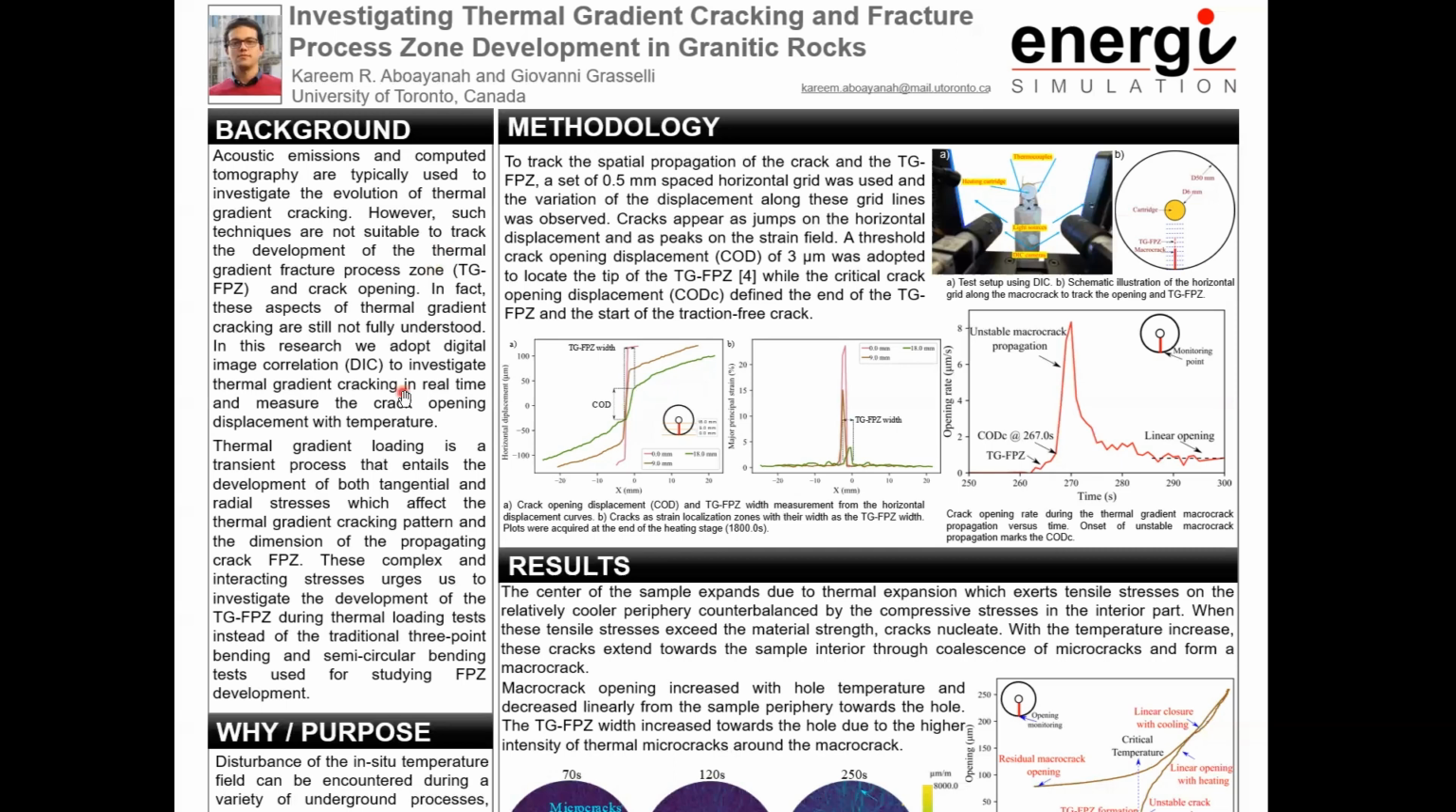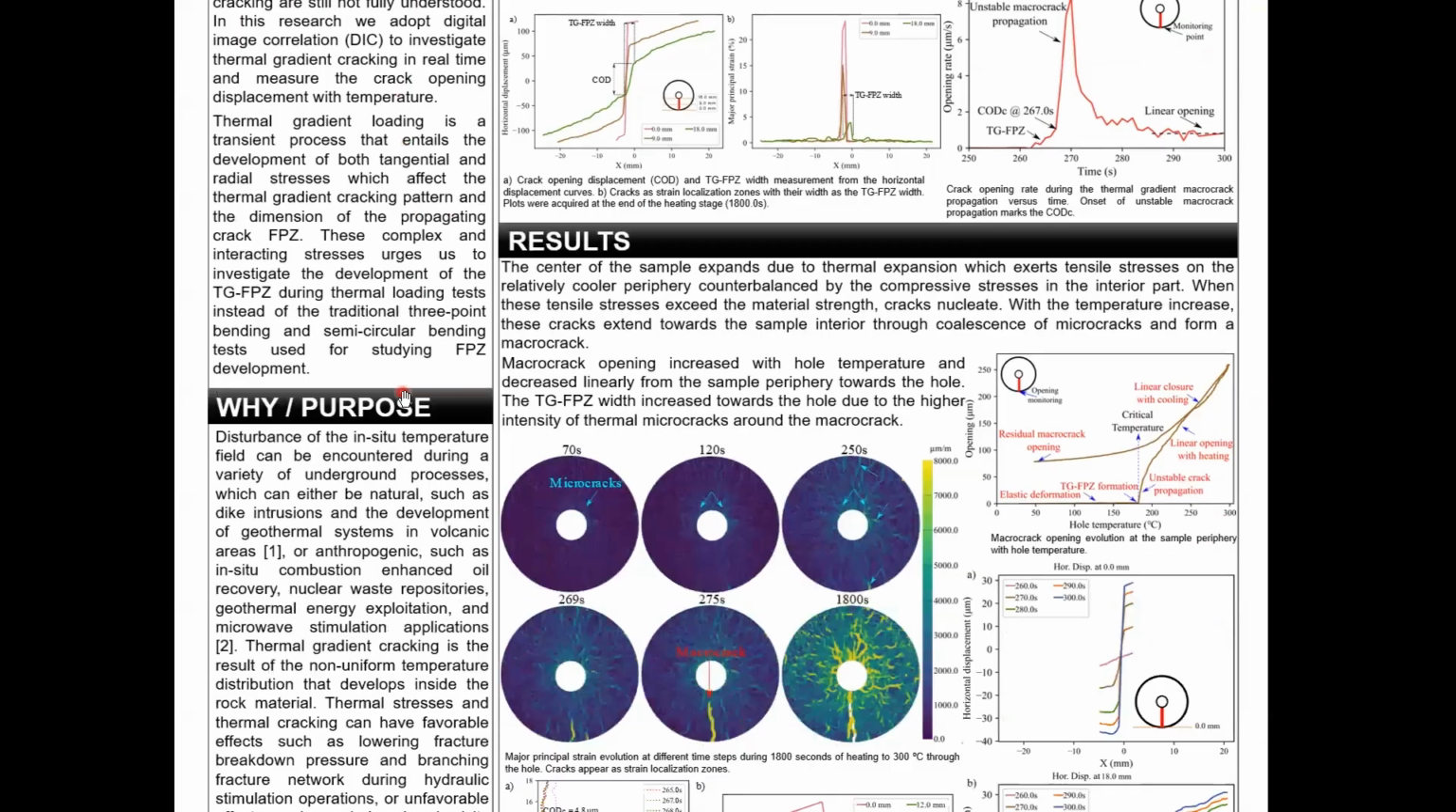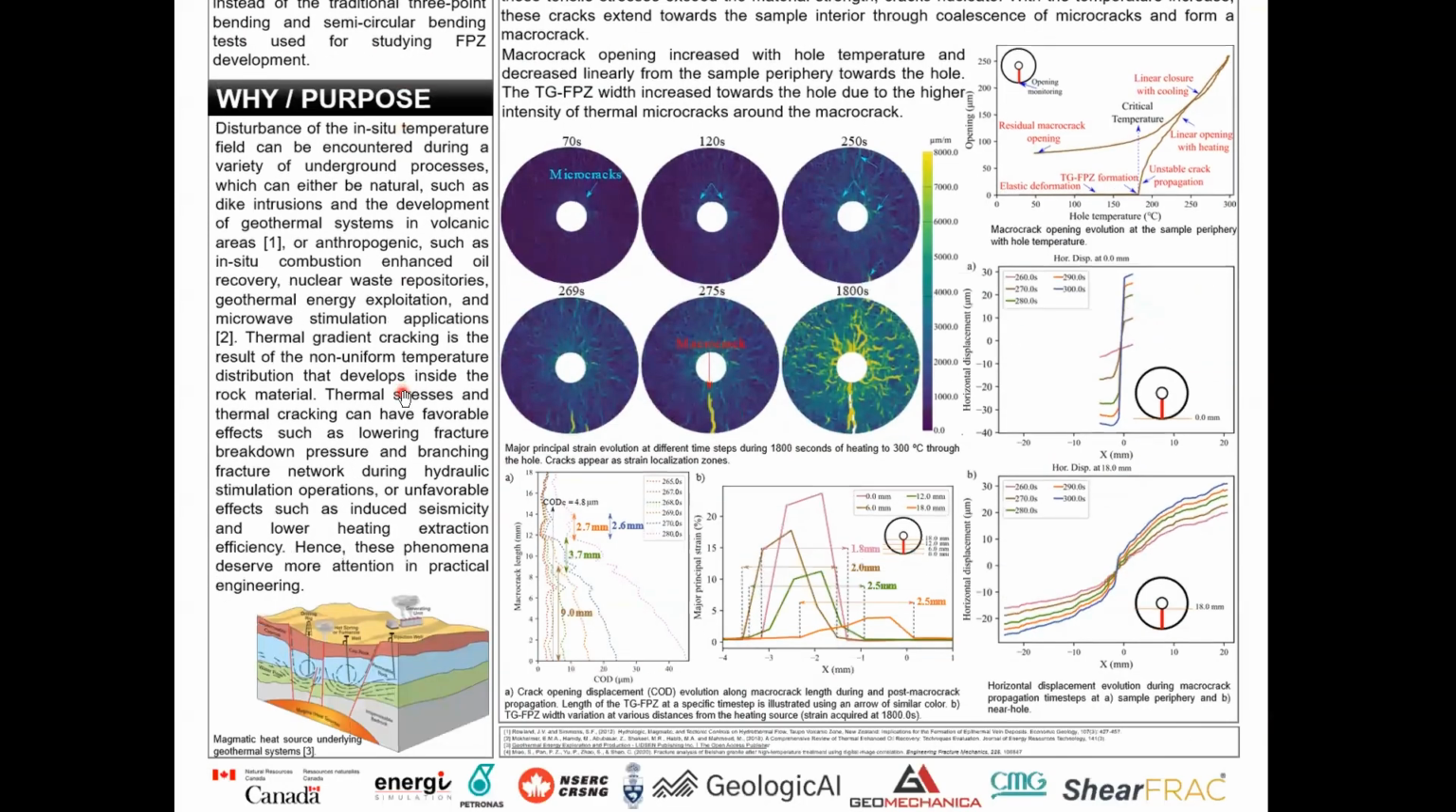So why are we conducting this research? Disturbance of the in situ temperature exists widely in the lithosphere. It can be natural, such as magma migration and volcanic activity, or anthropogenic, such as in situ combustion, oil recovery, and thermal stimulation. For example, thermal gradient in the lithosphere can reinvigorate hydrothermal circulation through grain scale cracks, and it can explain plate tectonic convection through kilometric scale cracks.